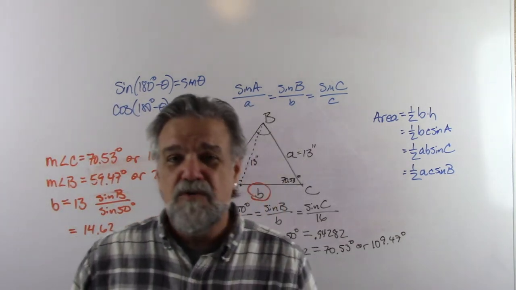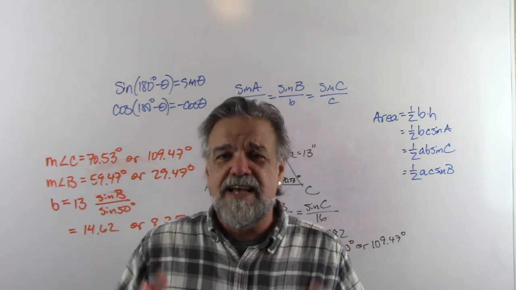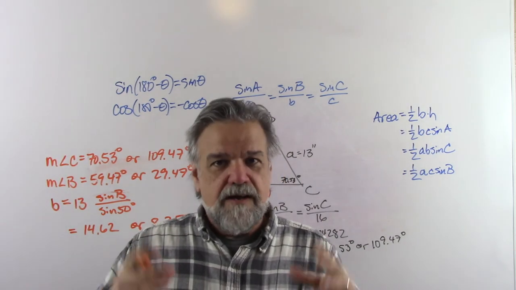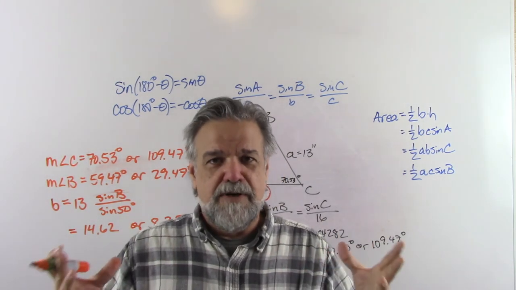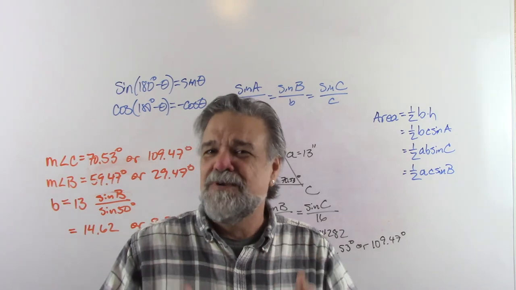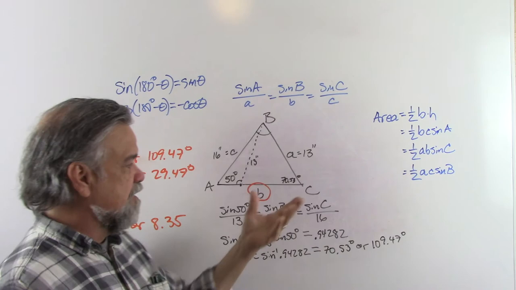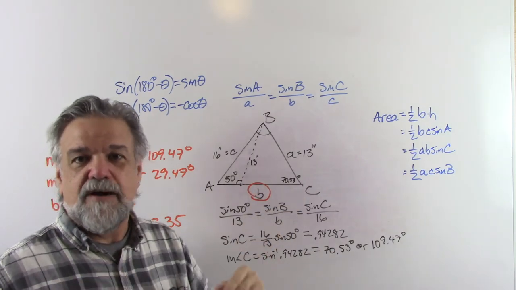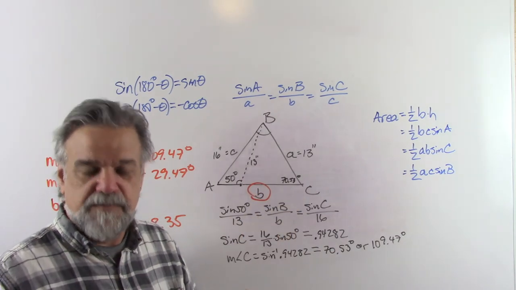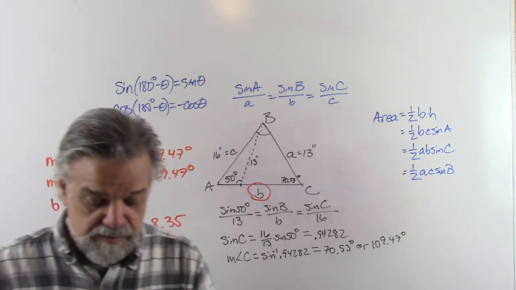Now, you may be saying, well, what good is that if you can't get exactly one answer? Look, I took it from infinity possible answers to two possible answers. That's pretty good, okay? So frequently in a real life setting, you would look at one of these two answers and say, well, that obviously doesn't work. It's got to be the other one, okay? Let me show you another example now.